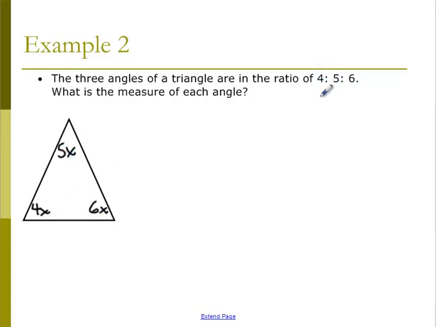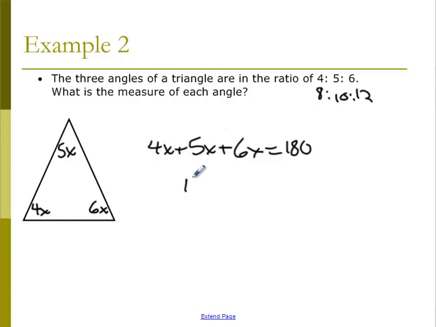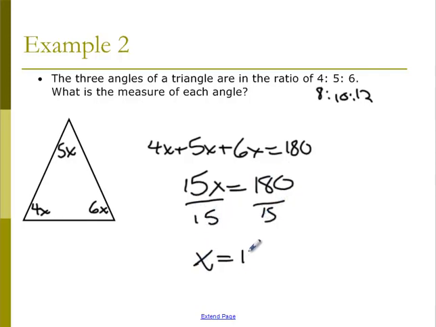What the 4 to 5 to 6 means is the angles are some multiple of 4 to 5 to 6. It could be 4, 5, 6, it could be 8, 10, 12, or so on, all the way up to where they add up to 180. And that's the key, is I know that regardless of what they are, they're going to add up to 180. And 4 plus 5 plus 6 is 15. So 15x equals 180. I'm going to divide by 15. And you get x is 12.